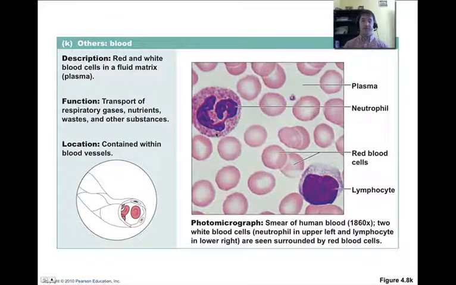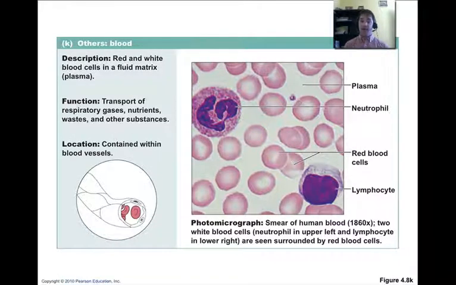A whole other class of connective tissue is blood. You wouldn't think of it as a connective tissue, but it has a liquid matrix instead of a solid matrix, and it's made up of red and white blood cells in this fluid matrix called plasma, and it connects a lot of the tissues of your whole body together. So it functions in transport of respiratory gases, nutrients, wastes, and other substances.